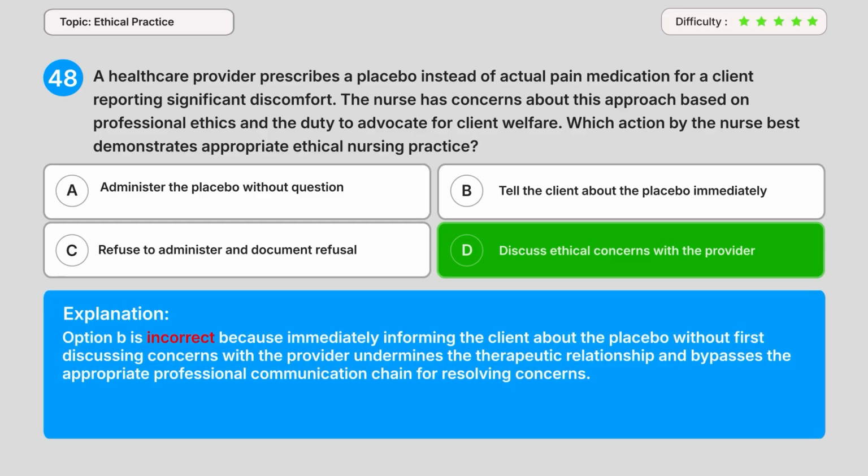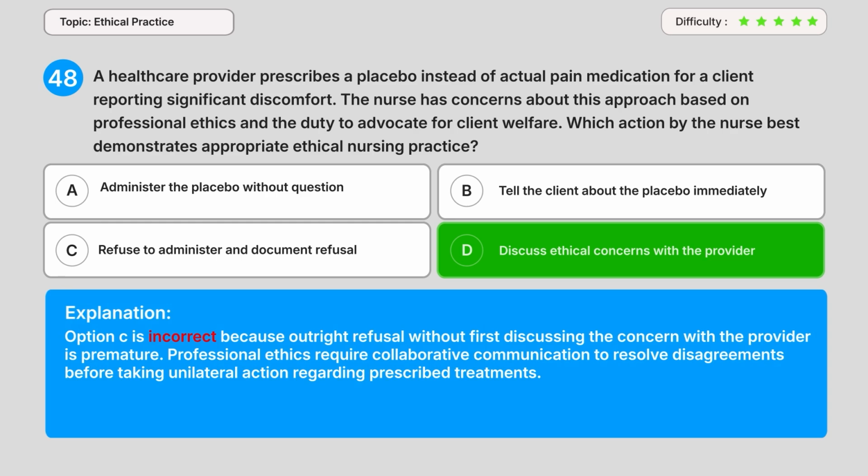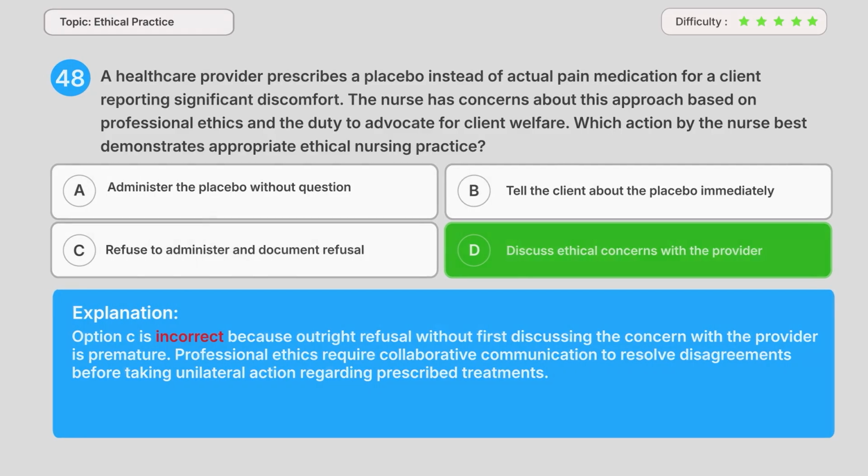Option B is incorrect because immediately informing the client about the placebo without first discussing concerns with the provider undermines the therapeutic relationship and bypasses the appropriate professional communication chain for resolving concerns. Option C is incorrect because outright refusal without first discussing the concern with the provider is premature. Professional ethics require collaborative communication to resolve disagreements before taking unilateral action regarding prescribed treatments.